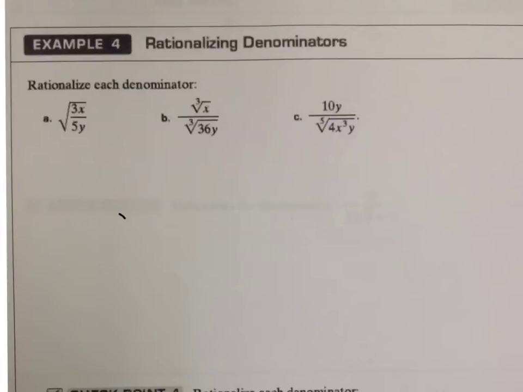Alright, so 4A, we're going to rationalize each denominator. You're going to start off with the square root of 3x over 5y, and we're going to separate it out so that it's the square root of 3x divided by the square root of 5y. And since it's a square root, super easy, to rationalize the denominator you multiply by whatever is under the square root in the denominator, the square root of 5y, on top and on bottom.